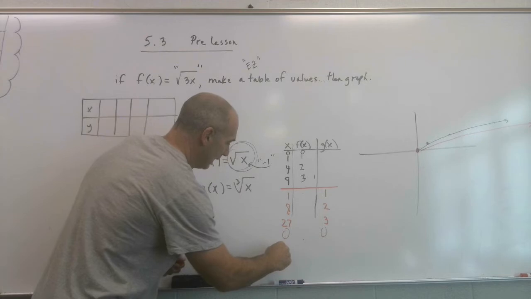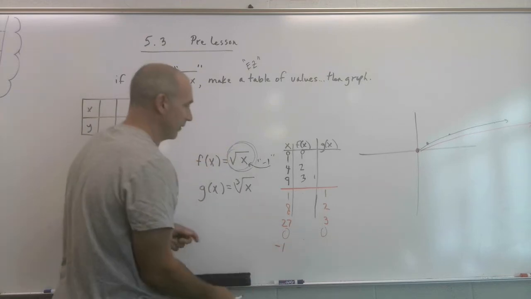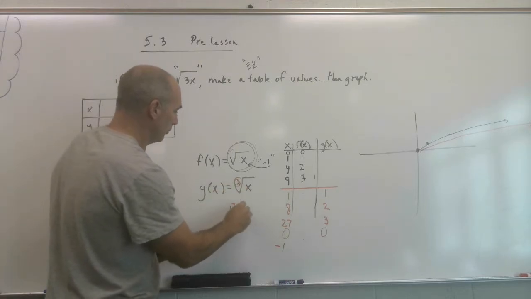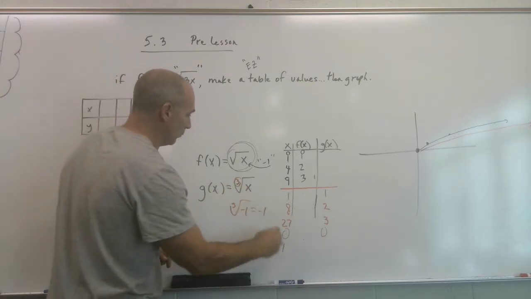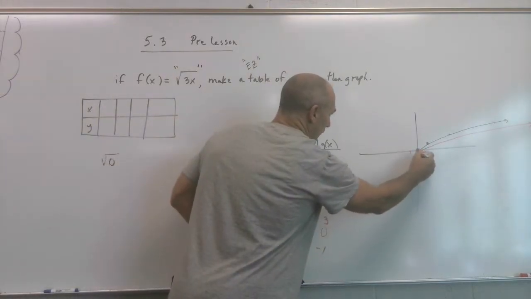What if I put a negative 1 in for x on a cubic root problem? Well, the cubic root of a negative 1 is actually negative 1. So this graph actually keeps going.